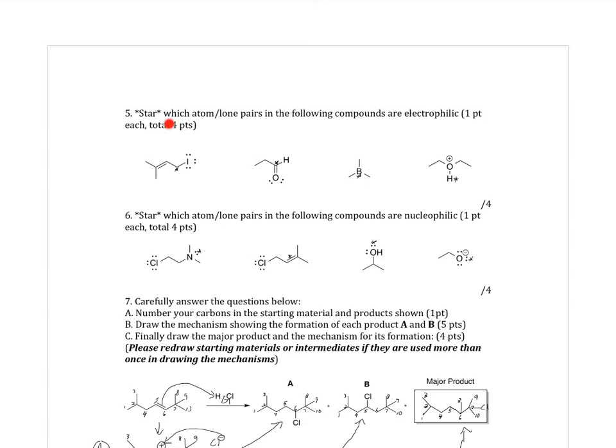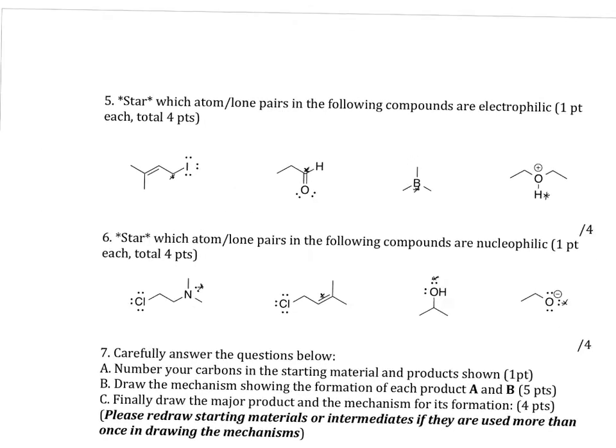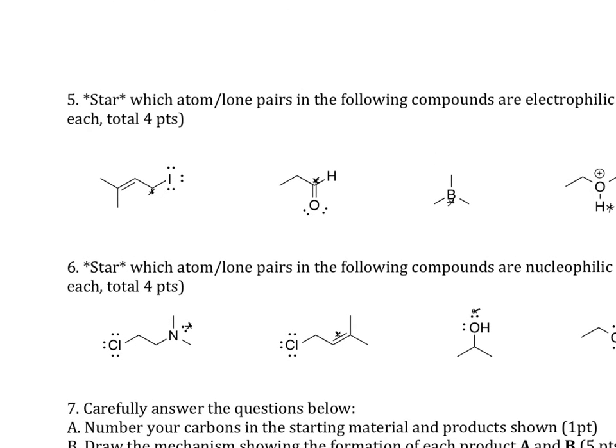Another good problem here is the one that starts with which atoms or lone pairs in the following compounds are electrophilic. So what parts are electrophilic? If you're bonded to something electronegative, that makes you electrophilic, or if you don't have a full octet. So the carbon bonded to an iodine is going to be delta plus because iodine is pulling electron density. This carbon double bonded to an oxygen is going to be delta plus because it's pulling electron density.